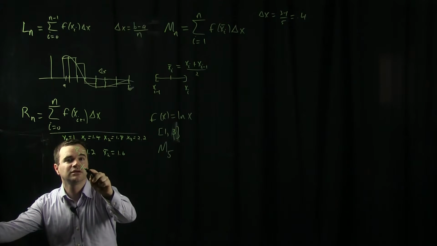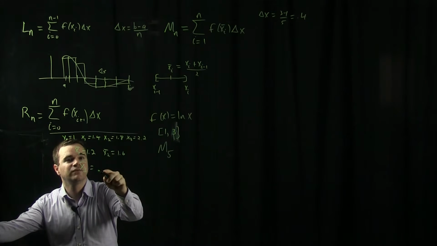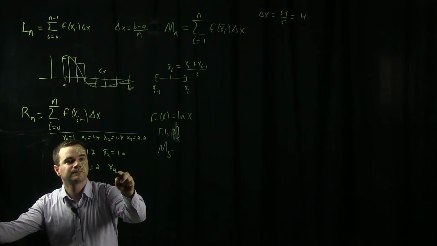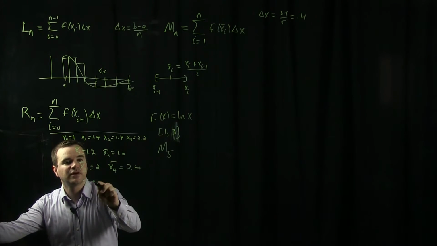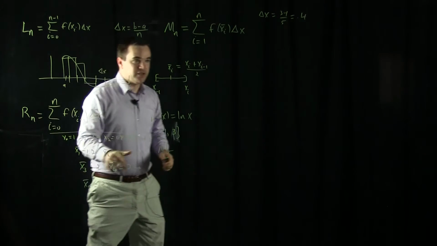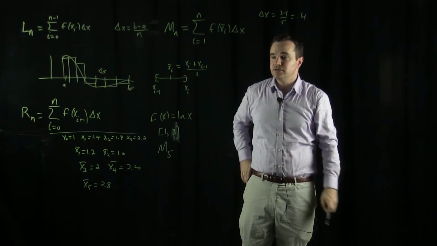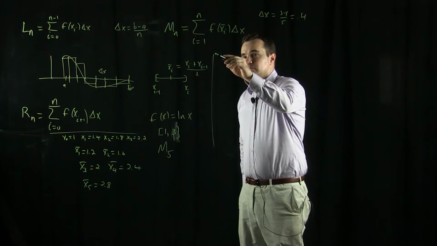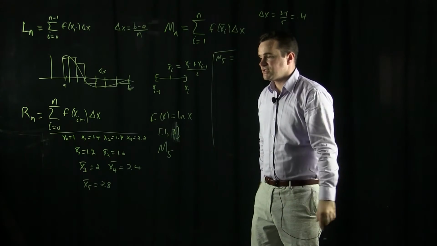So x3 bar equals 1.6 plus 0.4. That's going to be 2. x4 bar will be 2.4. And finally, x5 bar is going to be 2.8. So those are the x values that I'm going to plug into natural log of x to get my y values.